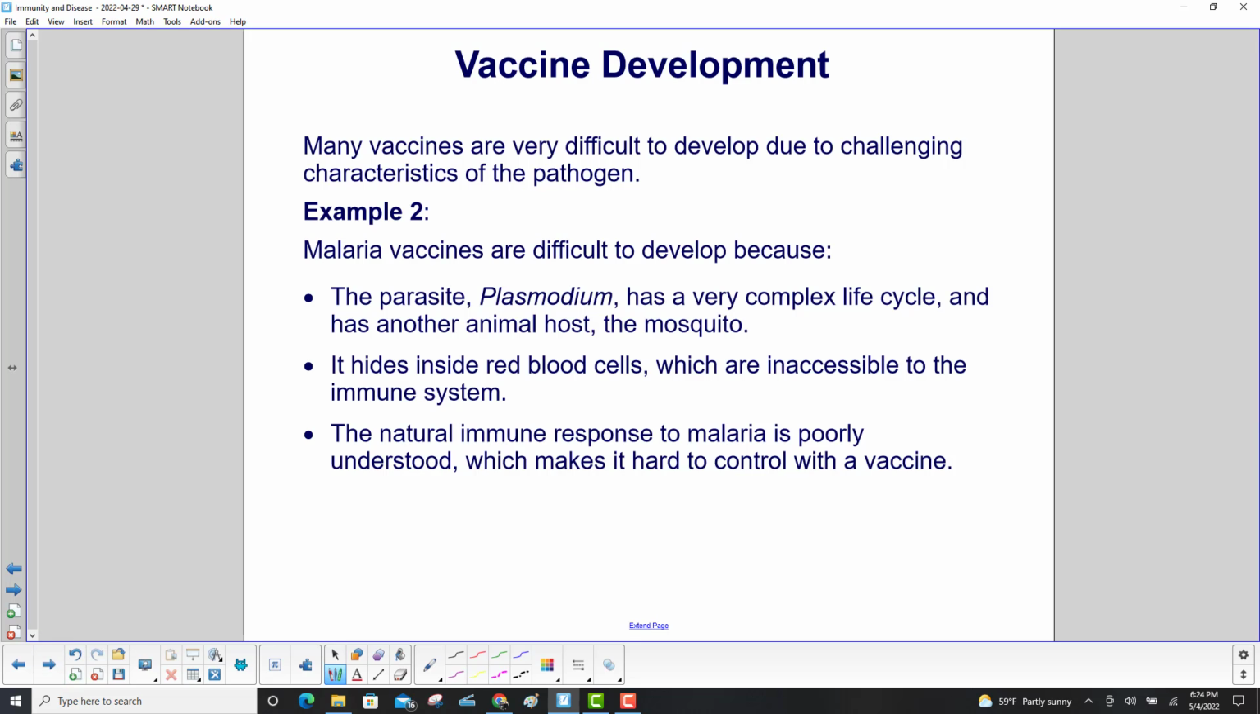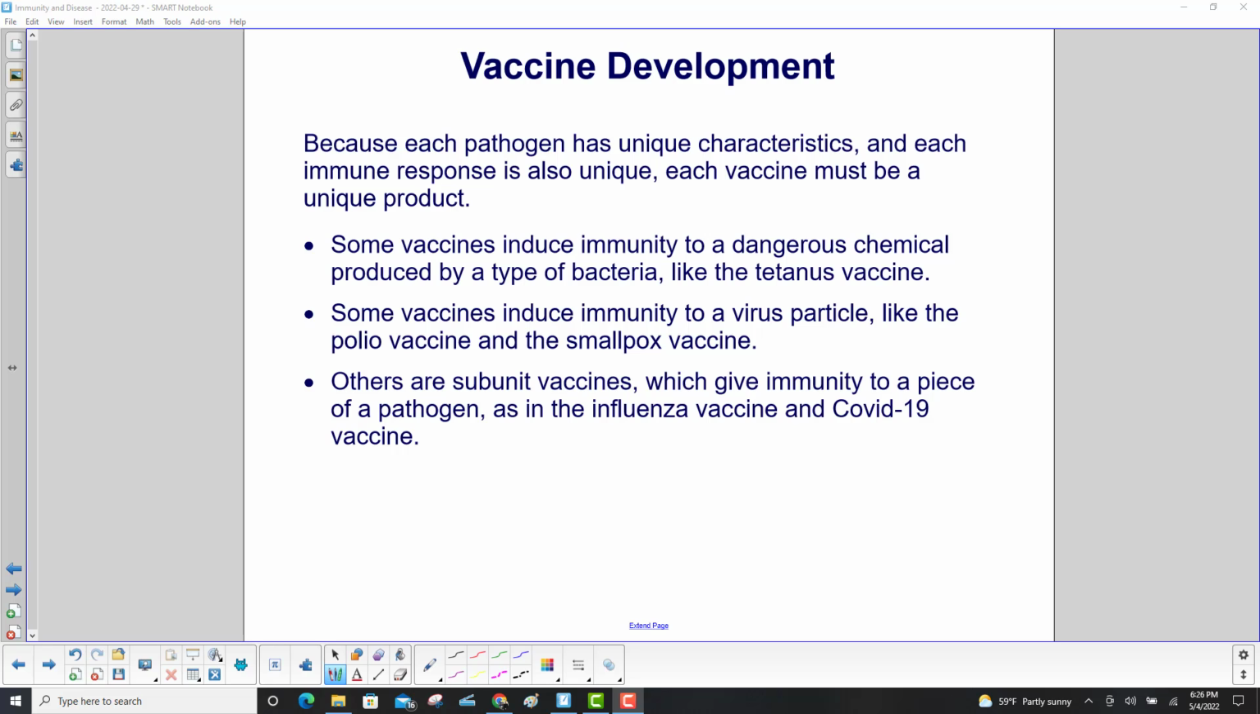Example 2. Malaria vaccines are difficult to develop because the parasite Plasmodium has a very complex life cycle and has another animal host, the mosquito. It hides inside red blood cells, which are inaccessible to the immune system. The natural immune response to malaria is poorly understood, which makes it hard to control with a vaccine. Because each pathogen has unique characteristics and each immune response is also unique, each vaccine must be a unique product.